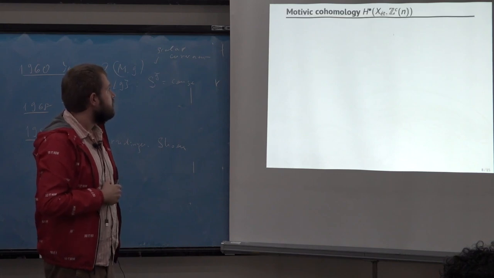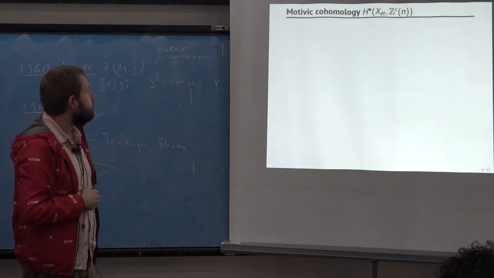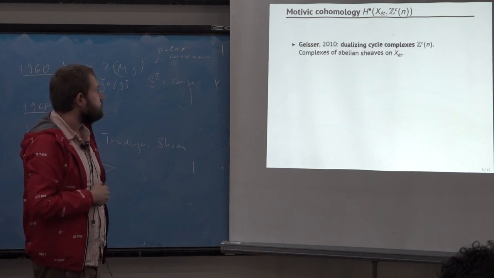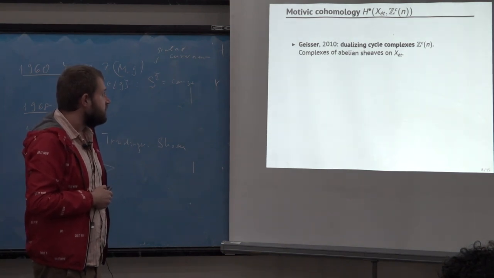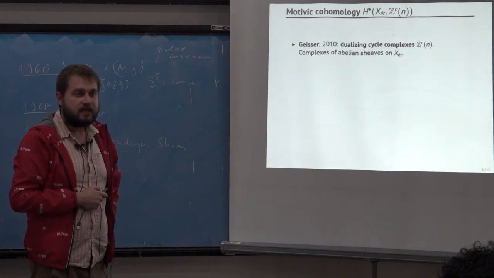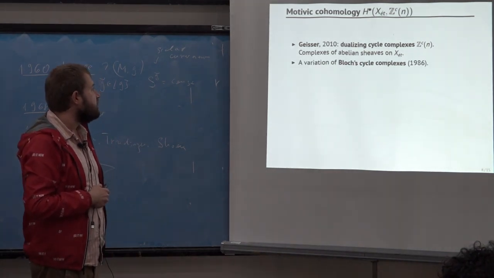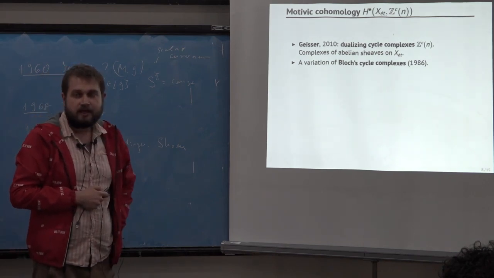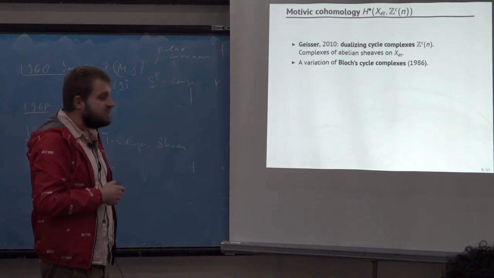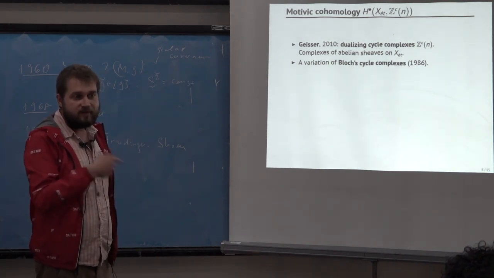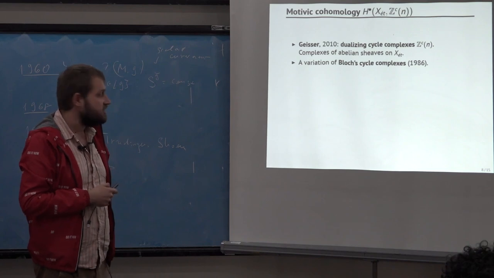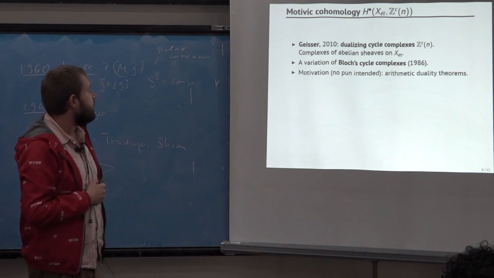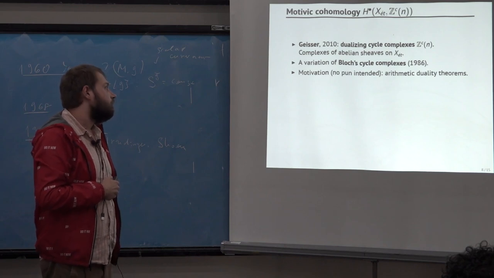Okay. So the key ingredient in all this story is motivic cohomology. And I'm using a version of motivic cohomology that was introduced by Thomas Geisser, called dualizing cycle complexes. These are complexes of abelian sheaves on the étale site of X. Actually, it's some kind of variation of Bloch's cycle complexes, the really classical definition of Bloch, but this works over spec Z. Normally, people doing motivic cohomology are interested in varieties over fields, but we want to work over spec Z.